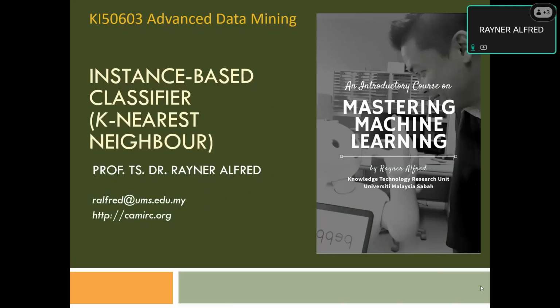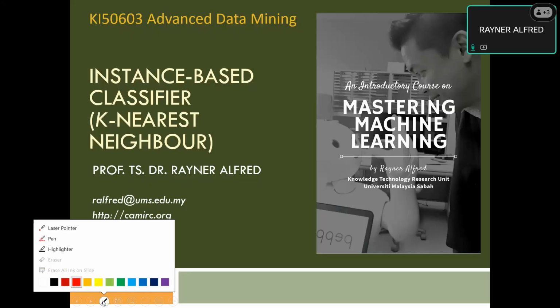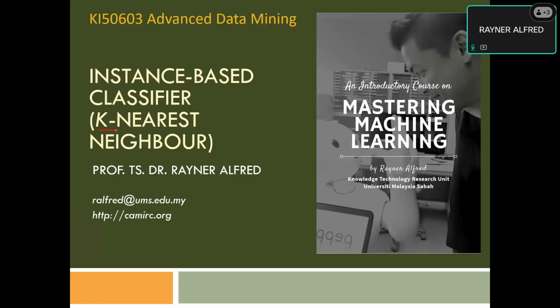So the secret behind this instant-based classifier is they measure the similarities between the new unseen data with the sample data that they have in the database. Okay, so they require this K, because the K refers to the number of nearest neighbors that you want to compare with the new unseen data set.